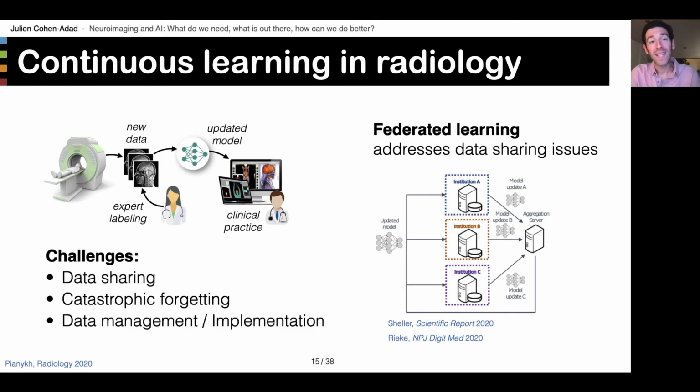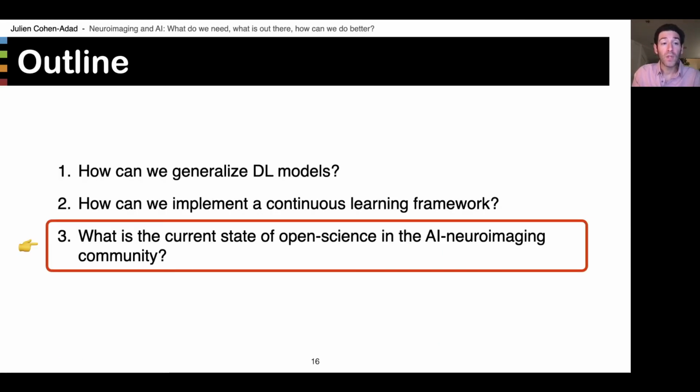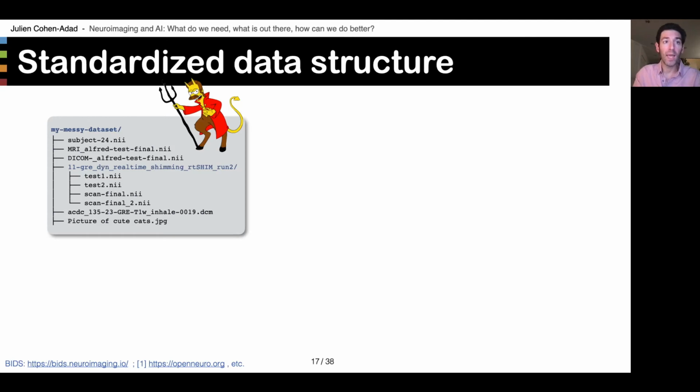So this last point about data curation is an extremely important aspect, which actually goes beyond medical data. So I would like to address this in the last part of my talk, data sharing practices. How can we do better? Let me give you an example.